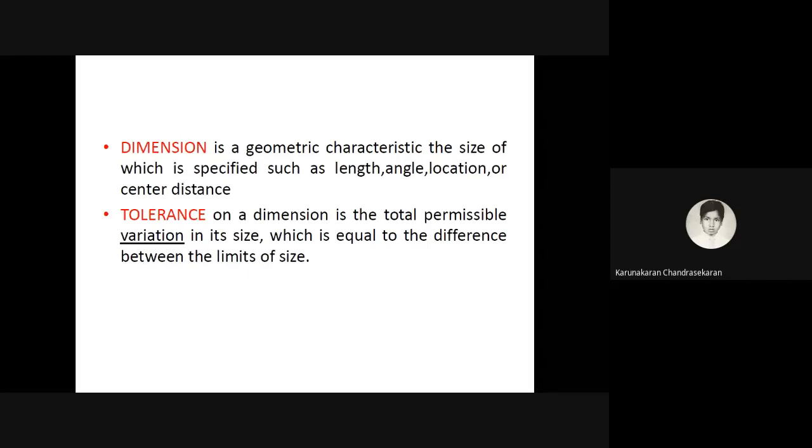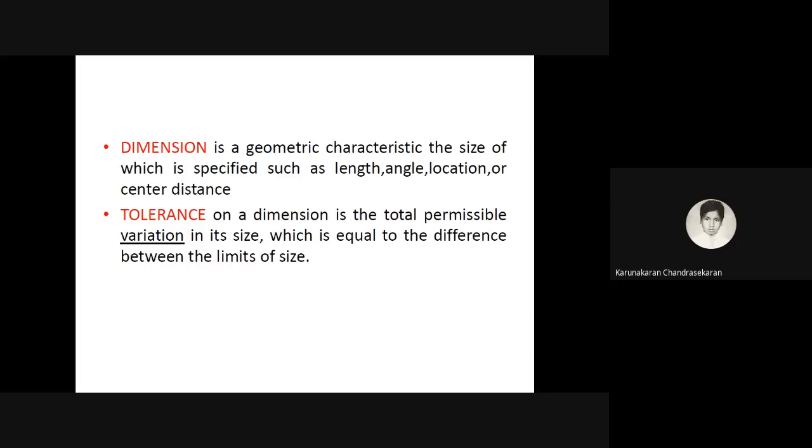Now let us see some of the terms or terminologies which are required to understand the code IPC 2615, the printed circuit board dimensioning and tolerancing. What do you mean by this? The definitions are given in the IPC code. Dimension is nothing but a geometric characteristic of a size which is specified in length or angle or location. It's a geometric characteristic.